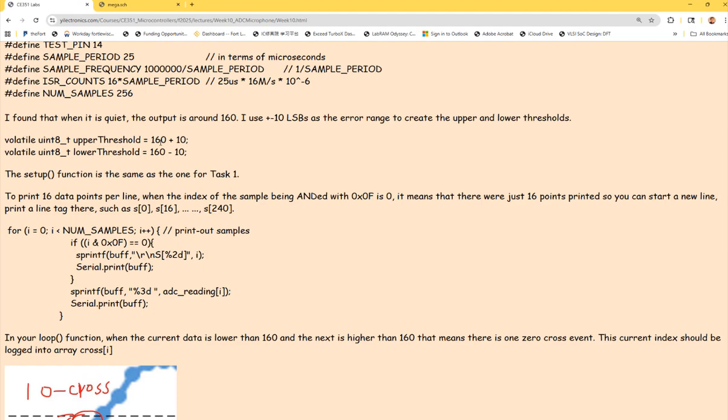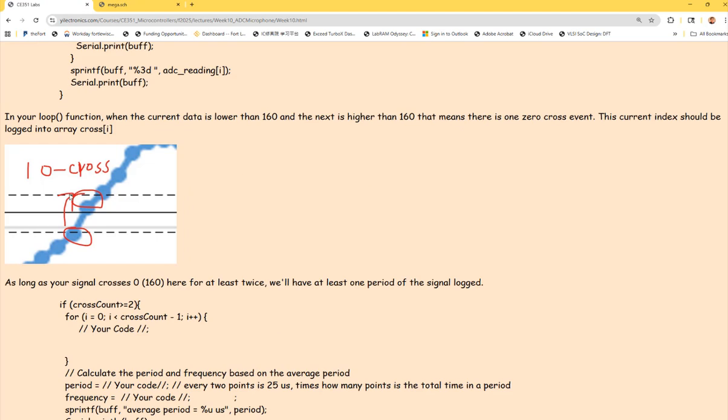To avoid some noise, it only starts sampling when it reaches the threshold. So I'm adding a little error to the middle line. I observed the middle line to be 160, so I'm adding 10 LSBs to that 160. So it's plus minus 10. That's why you are seeing this upper and lower threshold. Whenever it's lower than the lower threshold or higher than the upper threshold, it means the input sound signal is large enough to be logged.